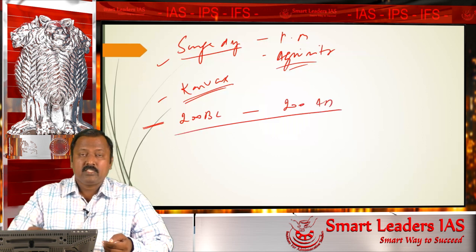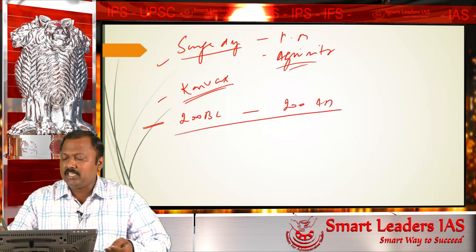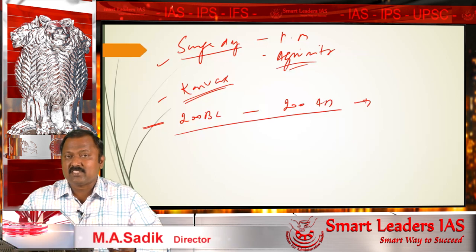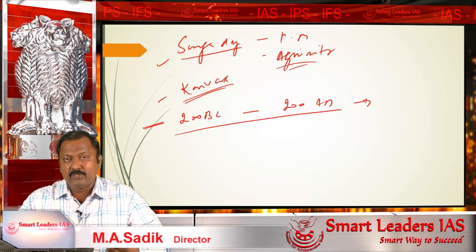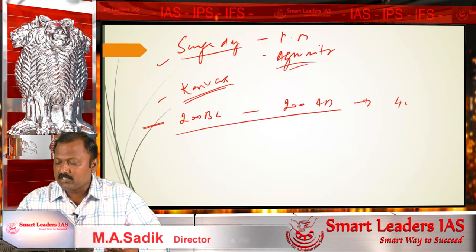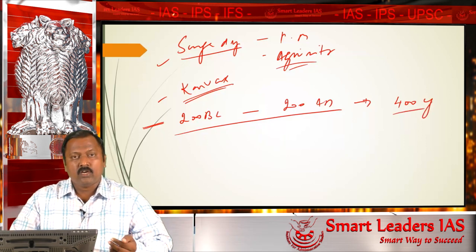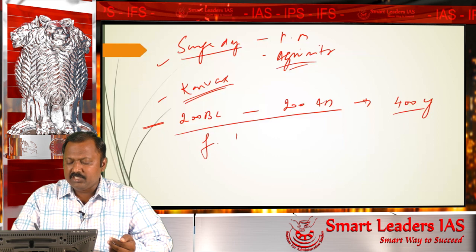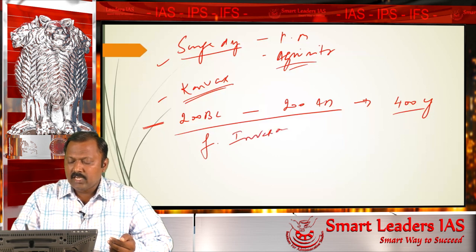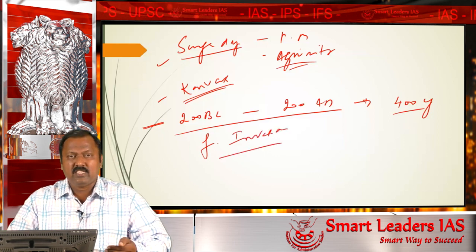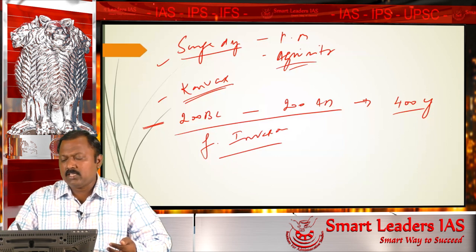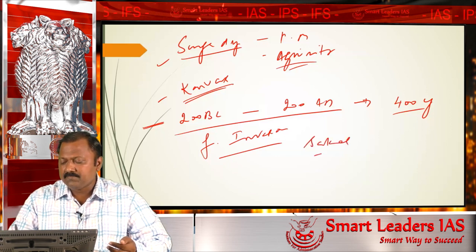We all know the difference between 200 BC to 200 AD. Those people who have listened to my previous class would know that the difference between 200 BC to 200 AD is approximately 400 years. This period in Indian history is called the period of foreign invasions. During this time, many foreigners invaded India, and notable among them are the Sakas.